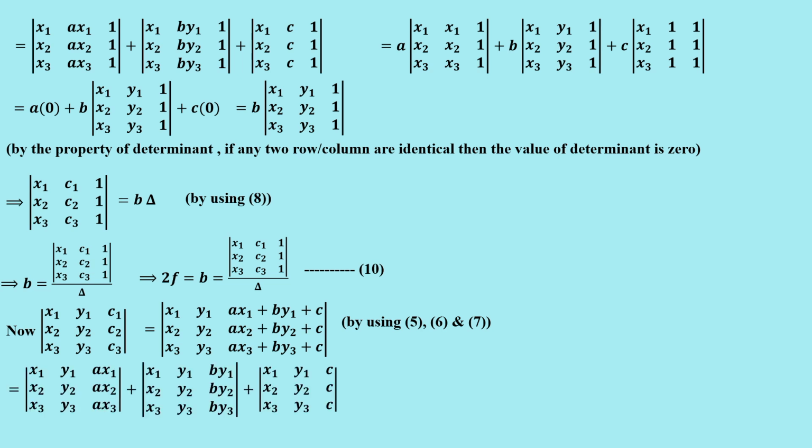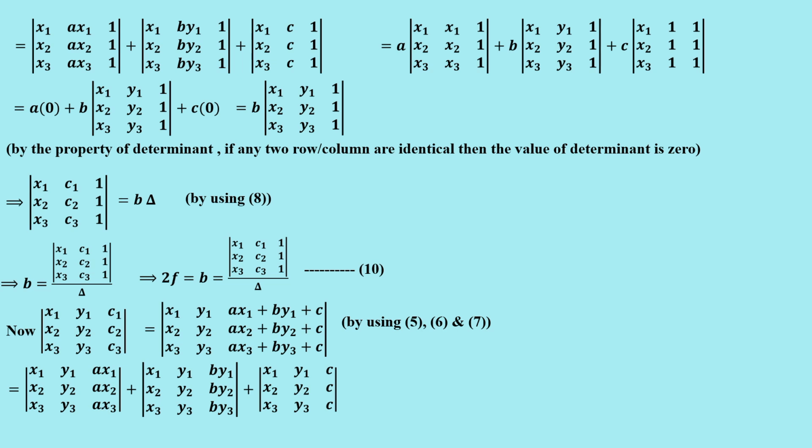Now we are going to split the determinant into 3, right? So the first determinant is x1, x2, x3, y1, y2, y3, ax1, ax2, ax3. Second determinant, plus x1, x2, x3, y1, y2, y3, by1, by2, by3. Plus third determinant x1, x2, x3, y1, y2, y3, c, c, c. In the first determinant you can take a outside. See the third column ax1, ax2, ax3. So take a outside, and you will get a into x1, x2, x3, y1, y2, y3, x1, x2, x3 again. Right? Here also two columns are identical, first column and third column.